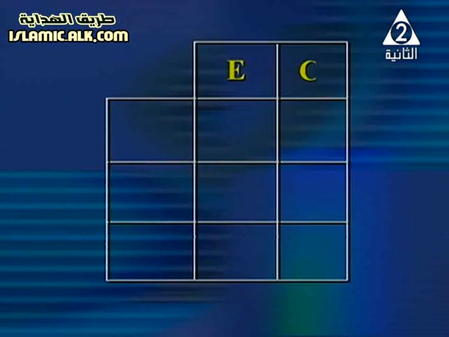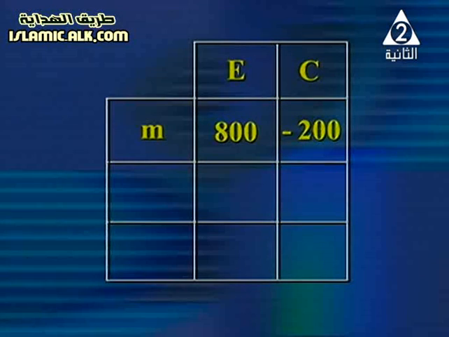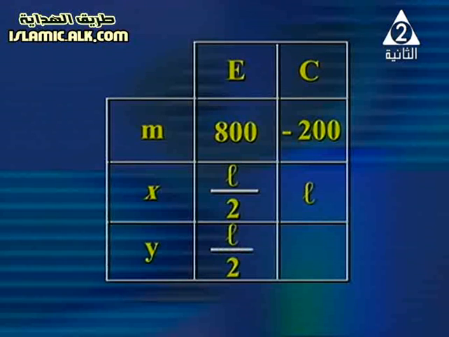Then we form the table for E and C. E has mass 800 but C has negative 200. Why? Because the remaining body has a negative mass of 200 at point C. Then what is the x coordinate of point E? L over 2, but C is at distance L. The y coordinate of point E? L over 2, but C is L.